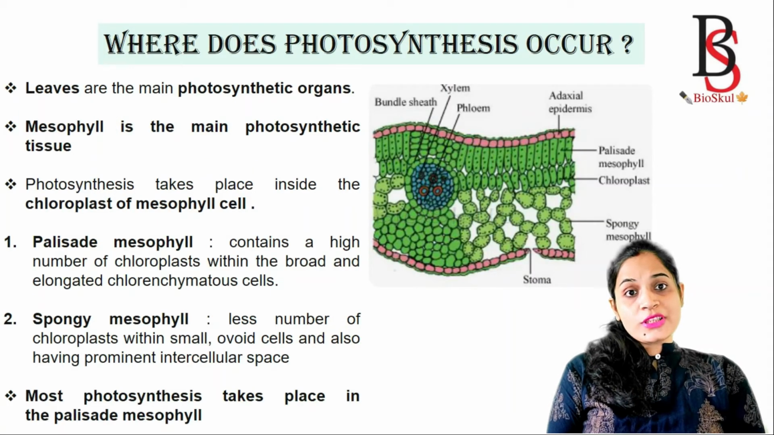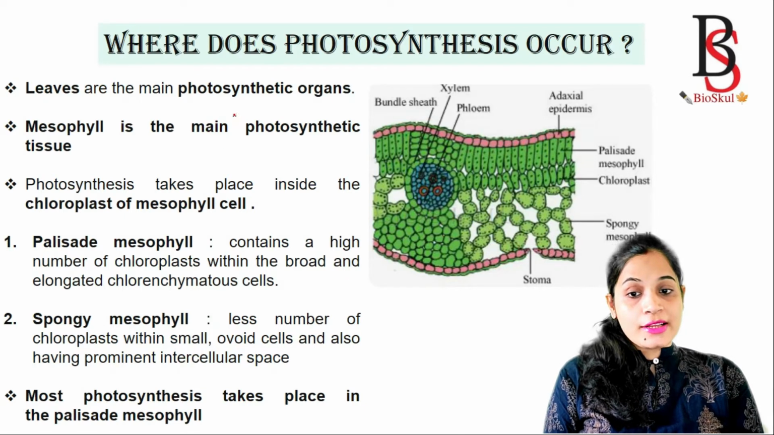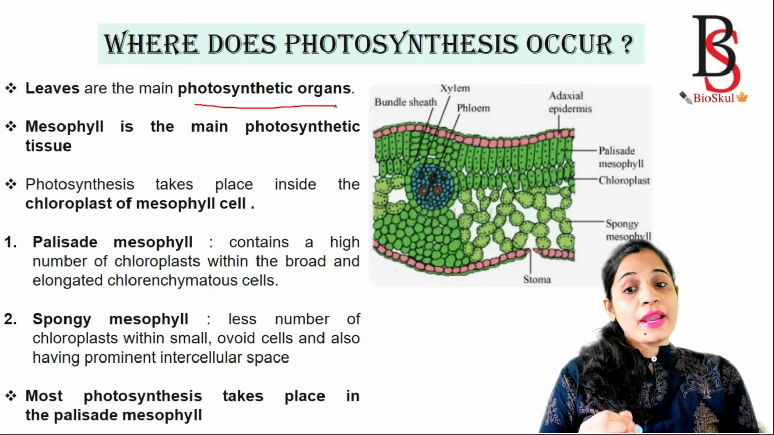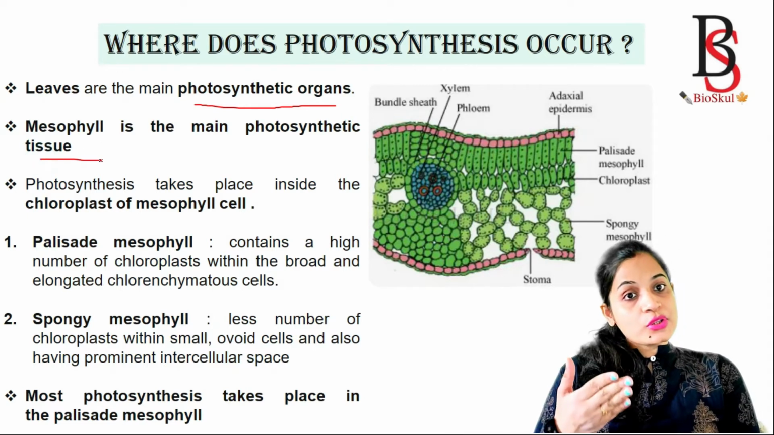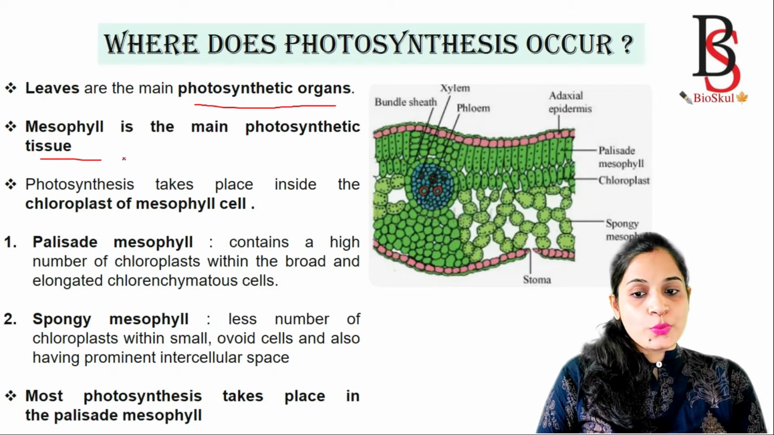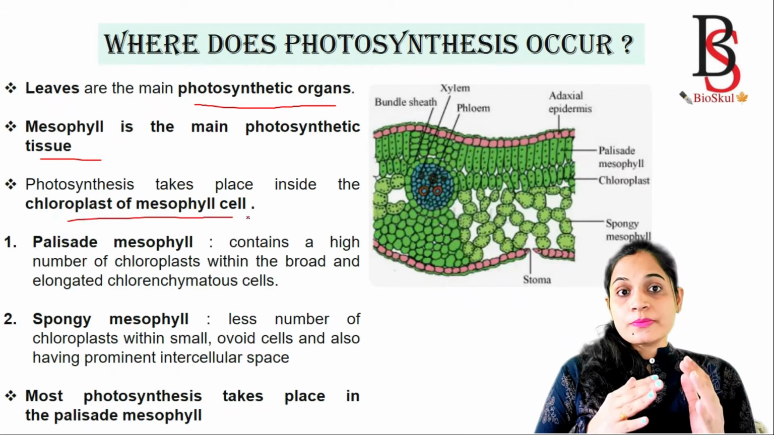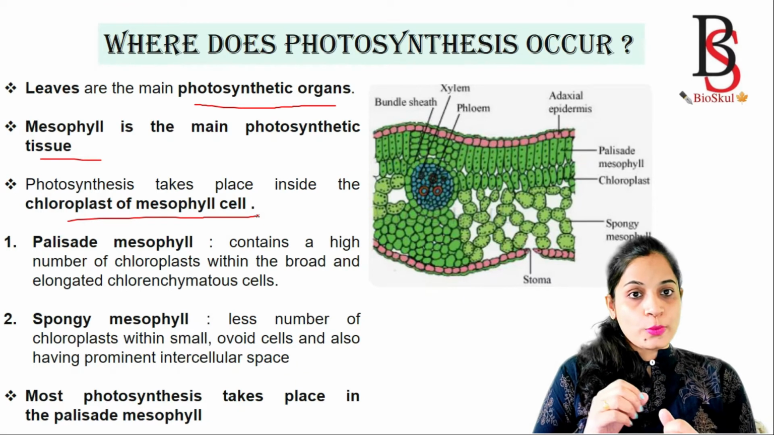So where does photosynthesis take place? The leaves are the main photosynthetic organs, and mesophyll is the main photosynthetic tissue. The process of photosynthesis takes place inside the chloroplast of mesophyll cells. So where does photosynthesis take place? It takes place in the chloroplast of mesophyll cells.